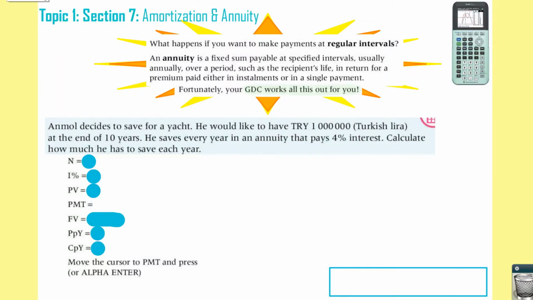Hello. Today we're going to talk about Topic 1, Section 7, Amortization and Annuity.